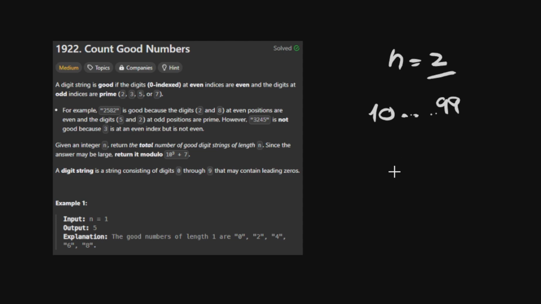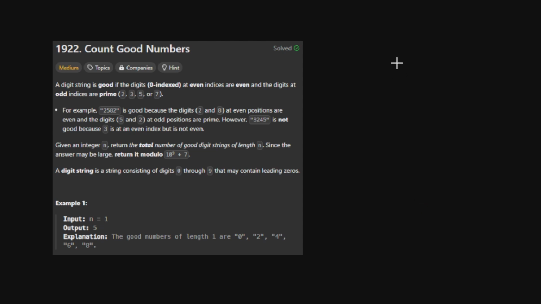Okay. Now let's say we are at number 23. Here at index 0 we have a 2 and at index 1 we have the 3. So index 0 is an even index. So if in any even index we have an even value, we are good to go. And if we have a prime number such as 3 at an odd index such as 1, we are also good to go. So in this case we can count the number 23 in our result. So we would add 1 to our result.